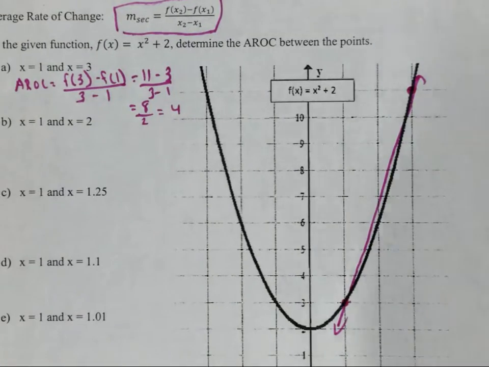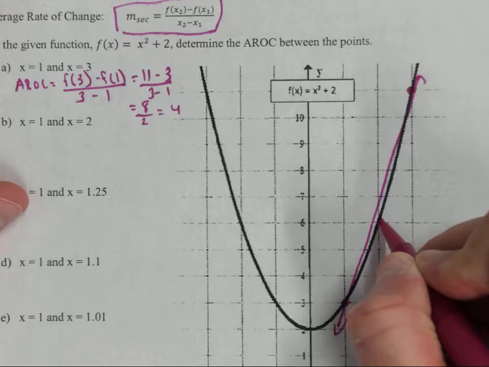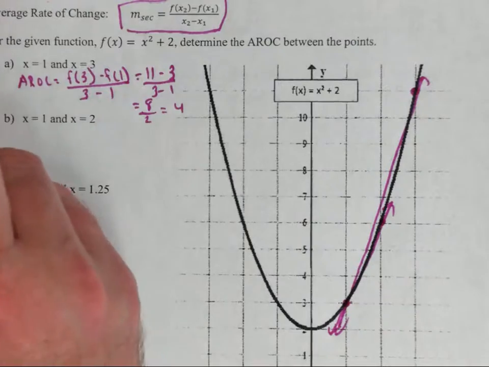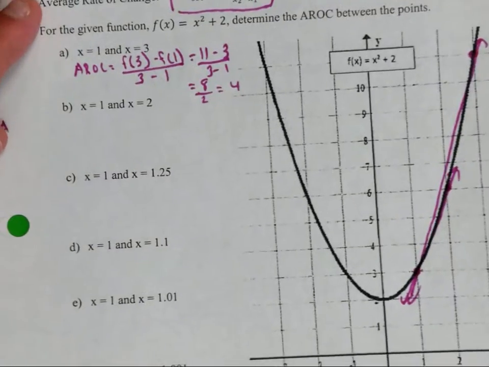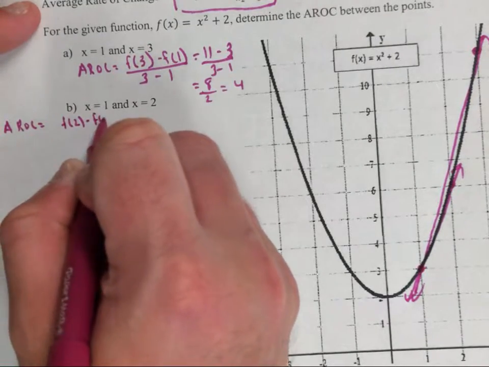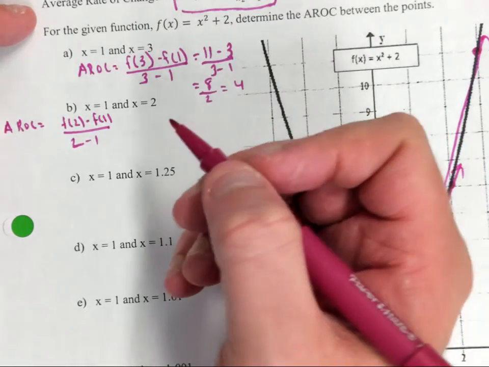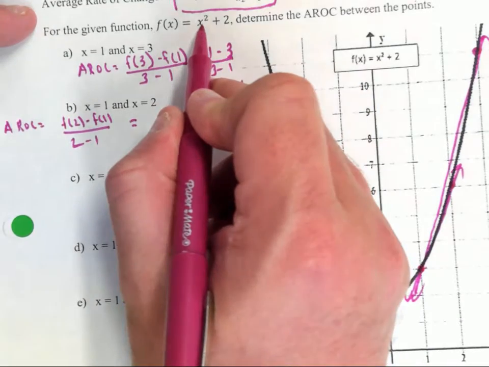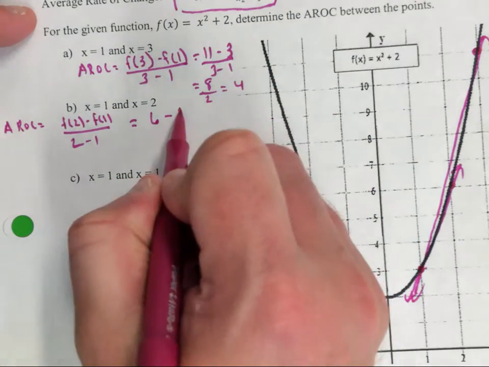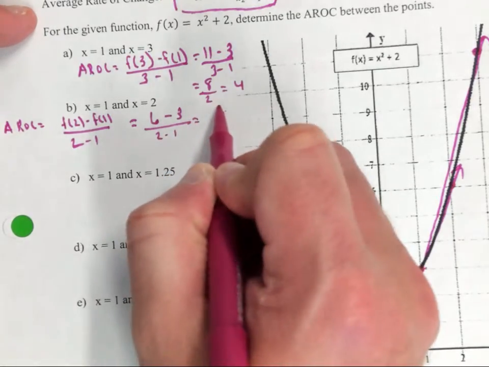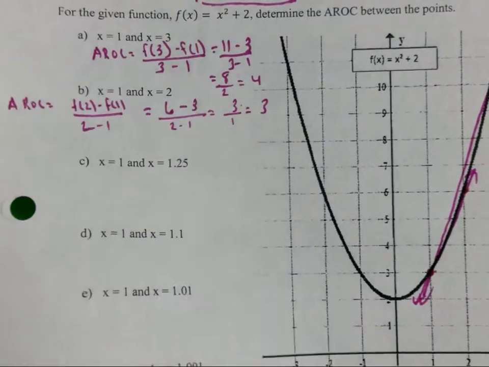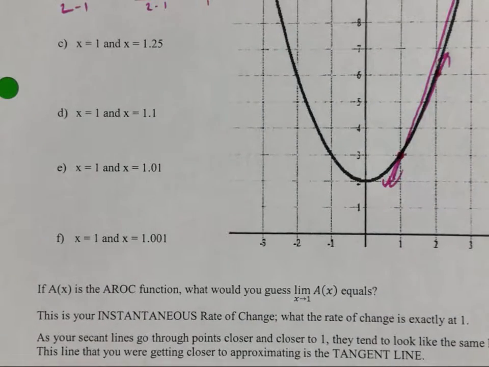Now let's find the AROC of 1 and 2. I want to know what's going on between 1 and 2. So AROC equals f of 2 minus f of 1 over 2 minus 1. Plug 2 into the formula. 2 squared is? 4 plus 2 is? Minus, plug 1 in, that's 3 over 2 minus 1. So that's 3 over 1 equals 3. The AROC is 3.